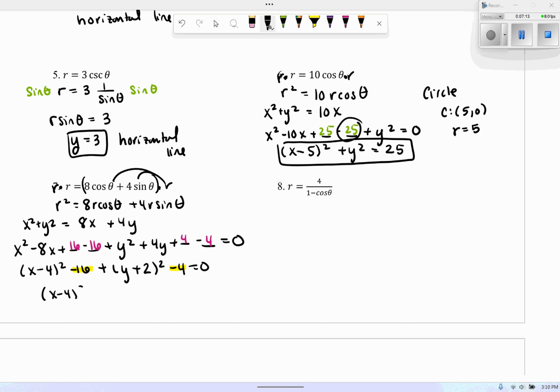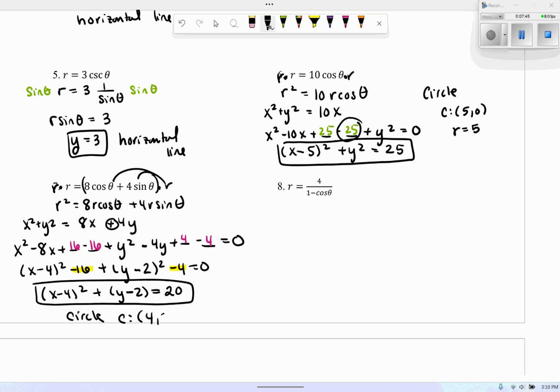So x minus 4 squared plus y plus 2 squared. You know what? I just realized that it's positive 4. This should have been minus 4y because we're taking this to the other side. So this should be minus, sorry, and this should be minus. Okay. And that is equal to 16 plus 4, which is 20. So this is the equation of my circle, and the center is at 4, 2. And the radius is equal to the square root of 20, which is equal to 2 root 5 when you reduce.